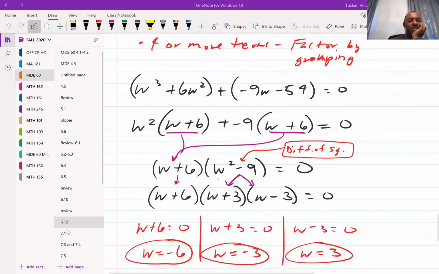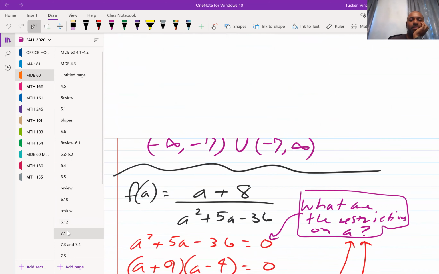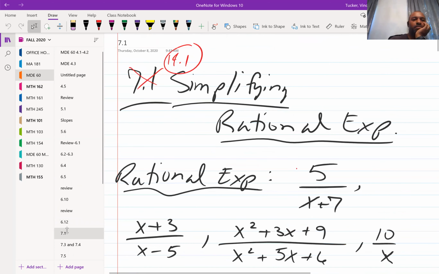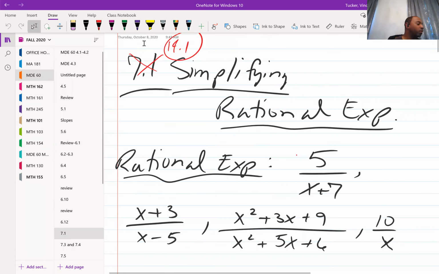All right, so we are here. So we're looking at simplifying rational expressions. This is 14.1 for us, simplifying rational expressions.